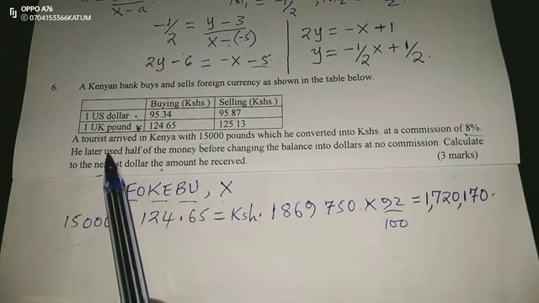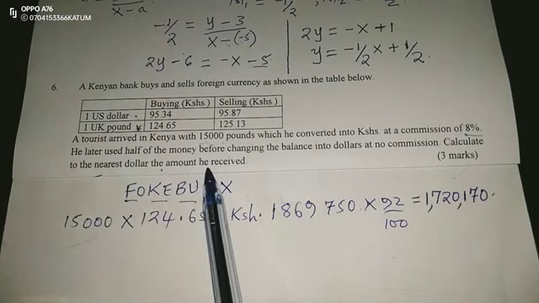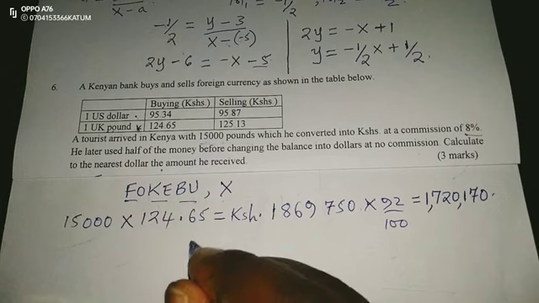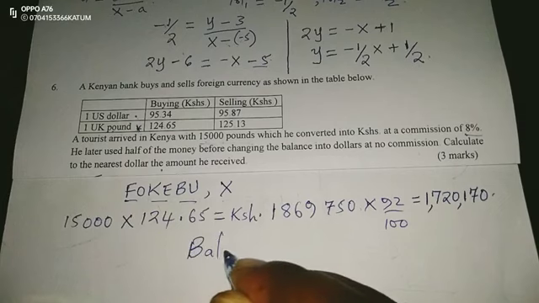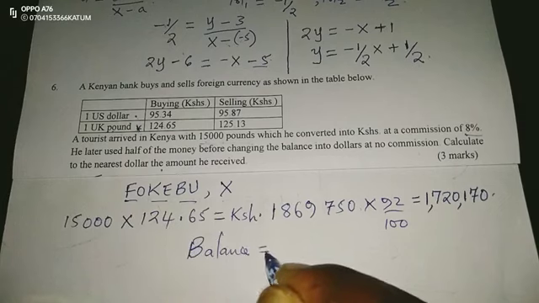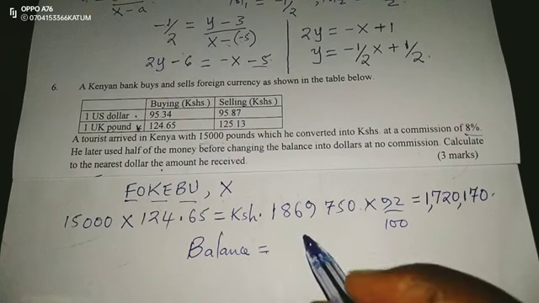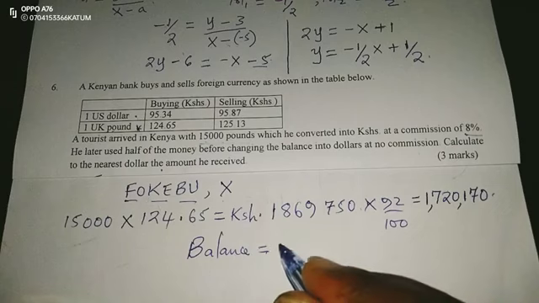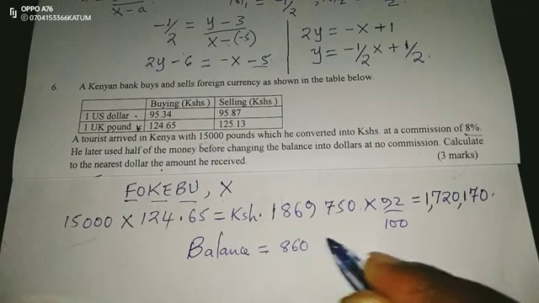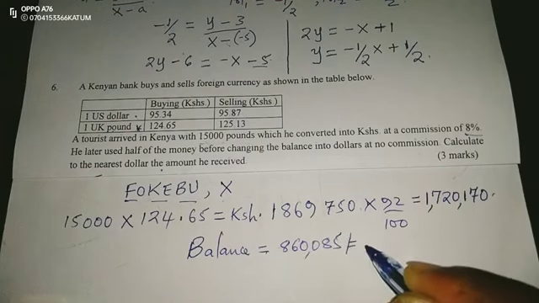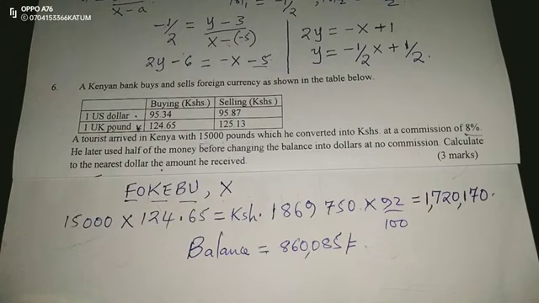We are later told that he used half of the money. He used half of the money before converting the balance. So half of this money, if he used half, the balance is also half. So we're going to divide this amount by 2 to know the balance he was having. So the balance is 860,085 Kenya shillings. This is the balance he is having after his businesses in Kenya.